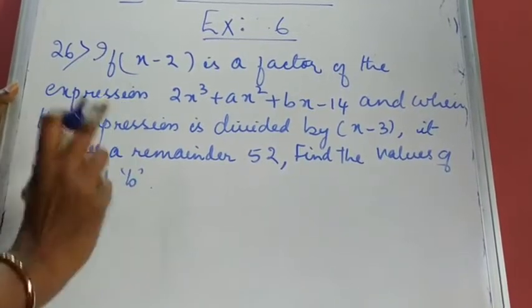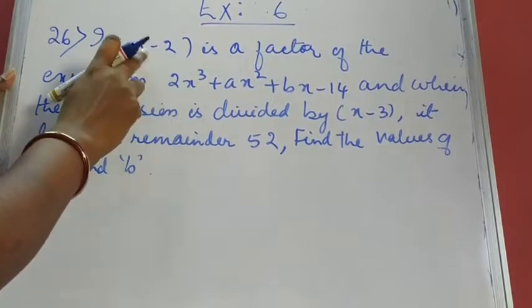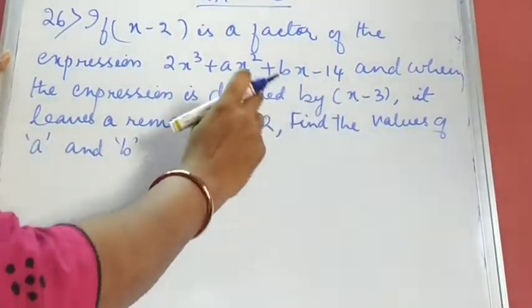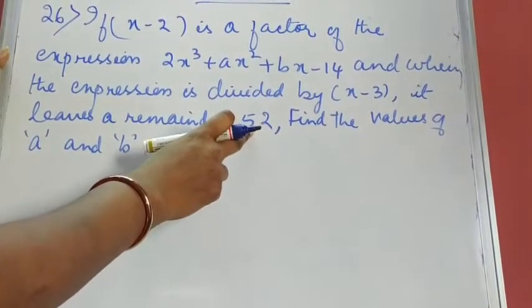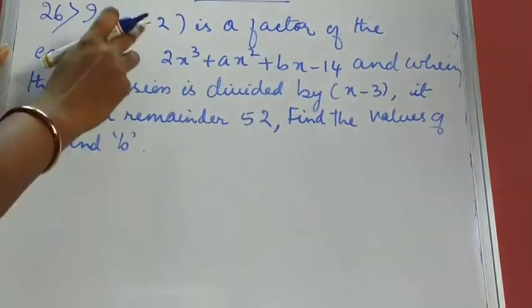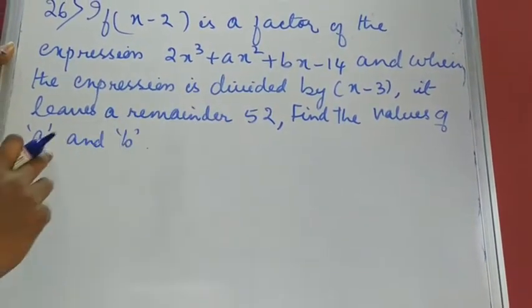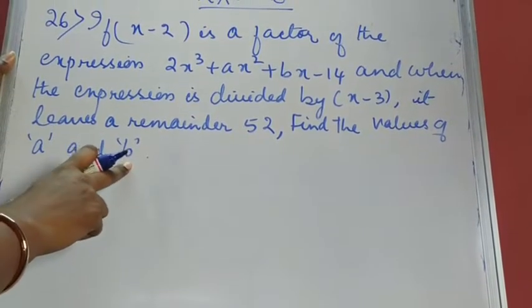The question has got two equations. The first equation is that this is a factor of this polynomial, and when this polynomial is divided by x minus 3, it is leaving a remainder which is 52. So we are going to formulate both the two equations, and after simplifying them, we are going to find out the value of a and b.